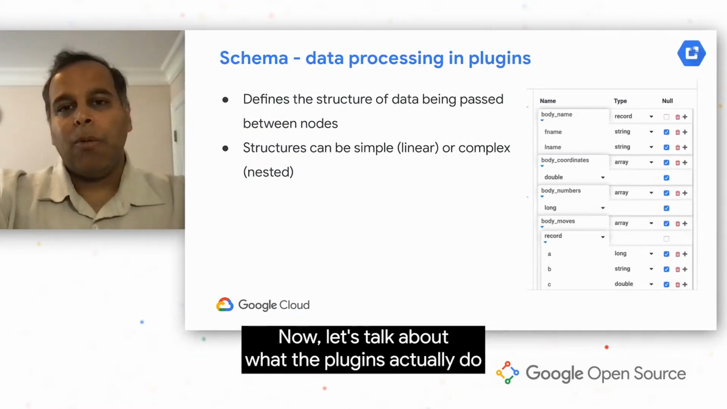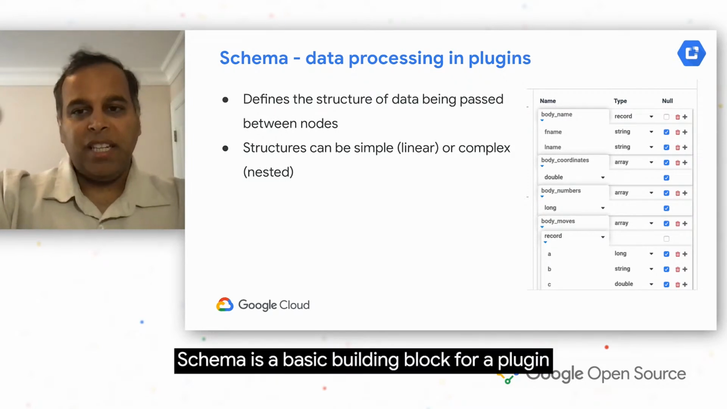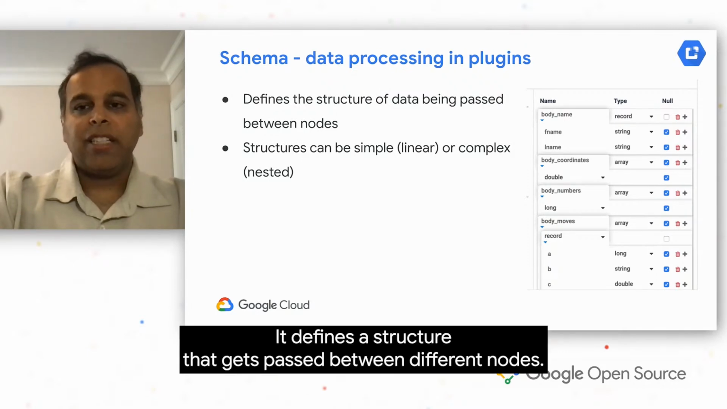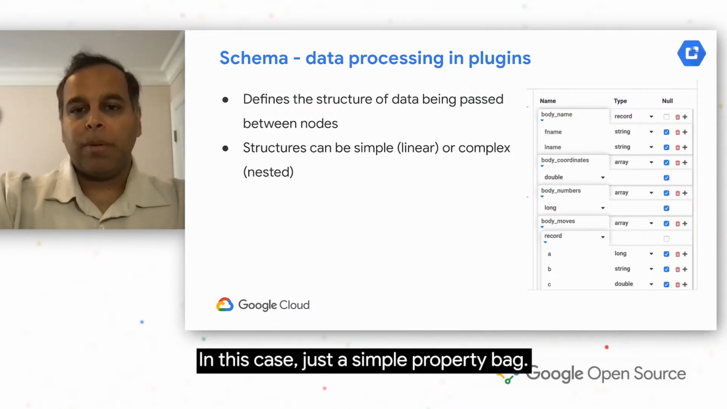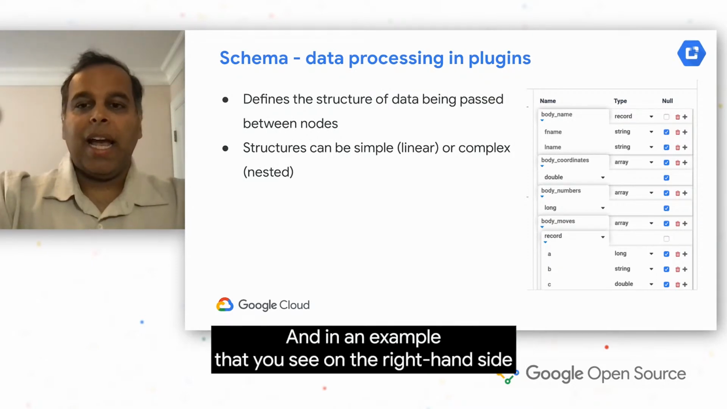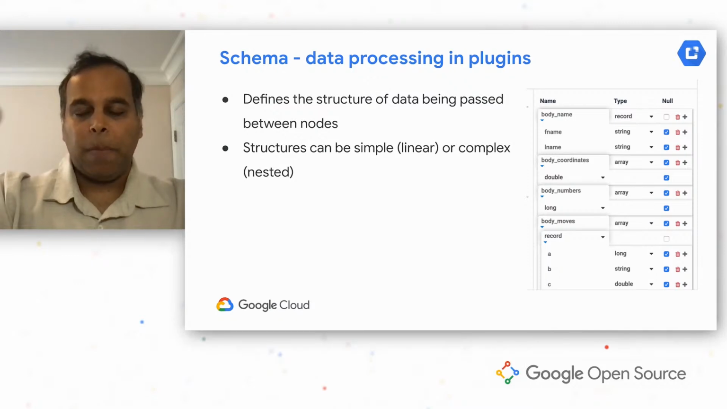Now let's talk about what the plugins actually do and how the data actually gets processed. So schema is a basic building block for a plugin, for the data inside a plugin. It defines the structure that gets passed between different nodes. Structures or the schema can be very simple, in this case just a simple property bag, or it can be super complex, where it can have a nested property bag. And the example that you see on the right-hand side shows a mixture of both simple as well as complex nested data types.